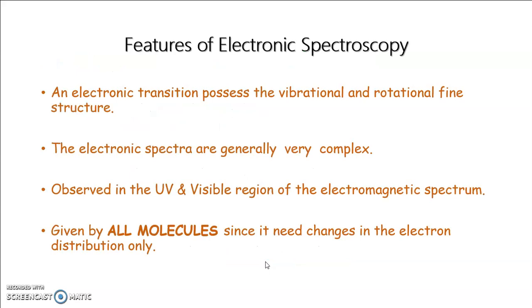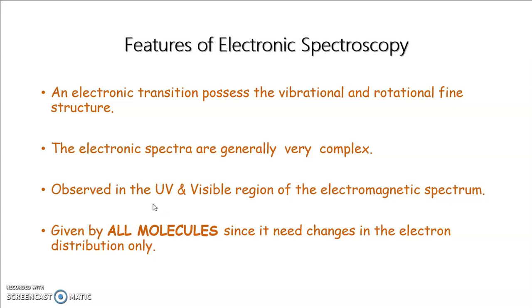So, the electronic transition possesses vibrational and rotational fine structures. The electronic spectra are generally very complex as they involve vibrational and rotational transitions. It is observed in the UV and visible region of the electromagnetic spectrum, that is a higher energy region than the rotational or vibrational spectroscopy.